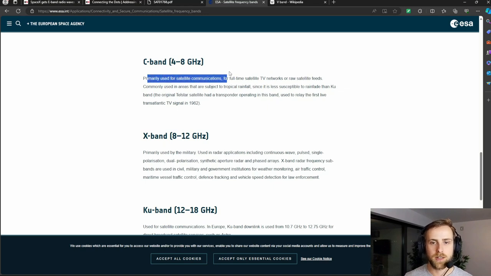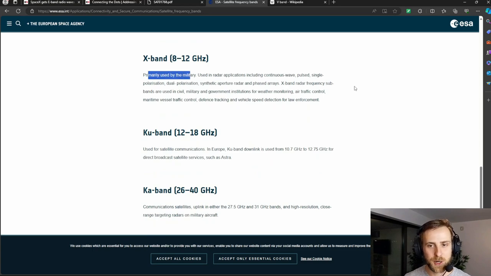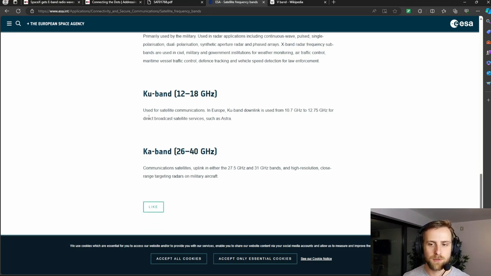C-band, primarily used for satellite communications, like full-time satellite TV networks. X-band, used by the military, radar applications, including continuous wave, pulse, single polarized, dual polarized, synthetic aperture radar, and phased arrays. Ku-band, used for satellite communications, assumed ground to earth. And then Ka-band, which is also communications satellites. Thank you for using satellite communications and communication, and then swapping that around, because that's totally a different thing, and calling them communication satellites instead. Ka-band is also used for high-resolution, close-range targeting radars on military aircraft.